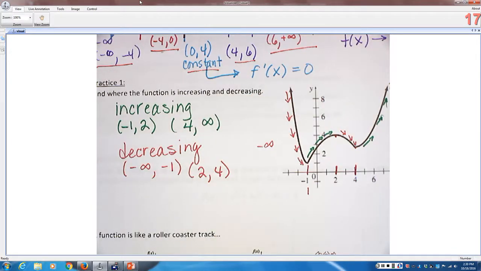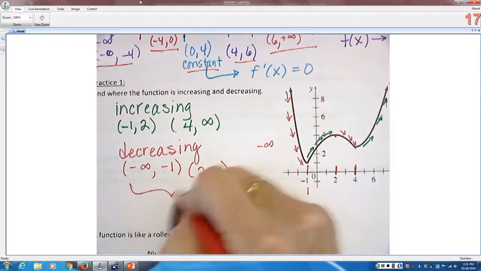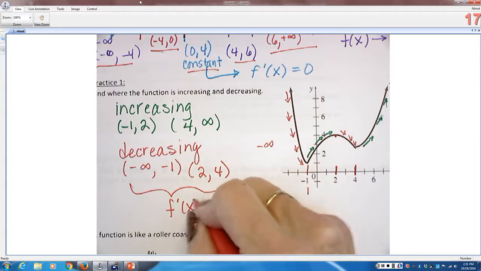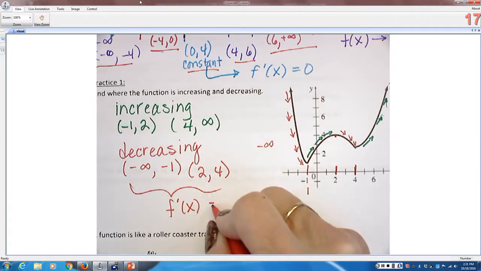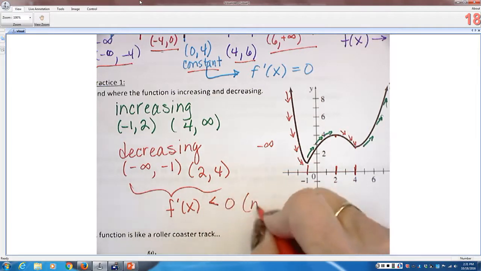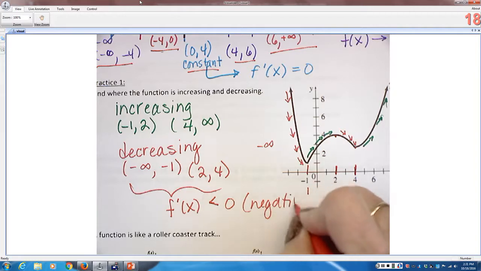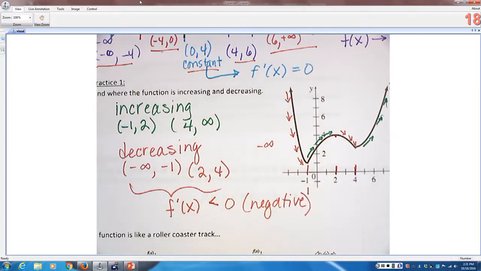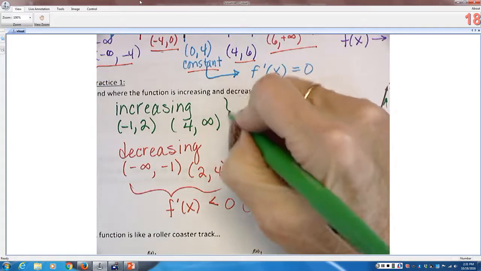So tell me, on which of these intervals is the derivative positive and on which is it negative? Okay, when it's decreasing, f prime of x is negative. Which means that when it's increasing, the derivative is positive.